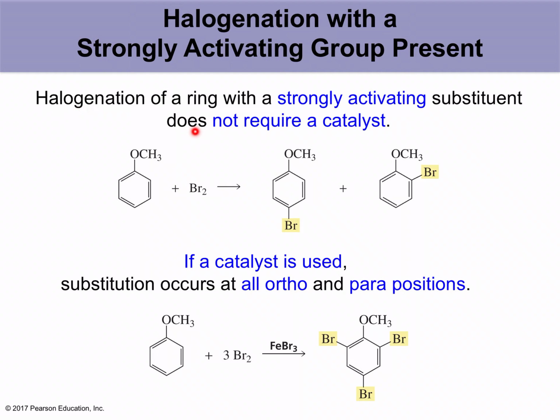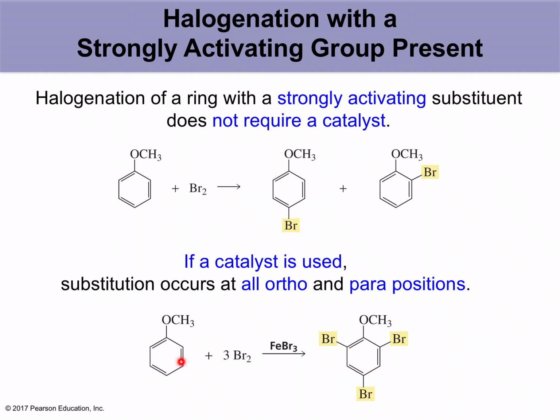Halogenation of a ring with a strongly activating substituent like a methoxy group does not require a catalyst. You can just add the bromine. Since a strongly activating substituent is an ortho para director, you will see the ortho compound and the para substituents on the benzene ring. But if you do use a catalyst, you are making the reaction more accelerated, so that will make all the ortho para positions brominated.